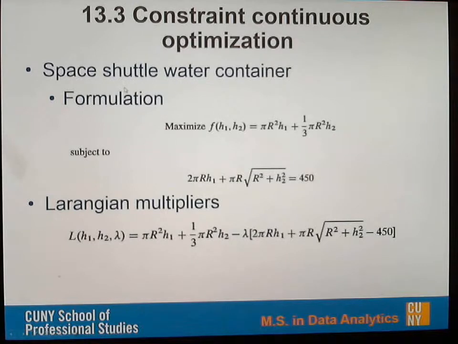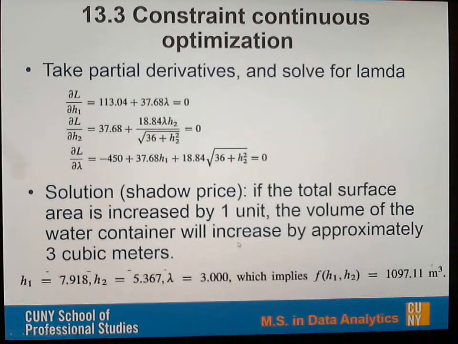This is another example to use Lagrangian method. So very similar here. This is the lambda as a Lagrangian multiplier. Partial derivative, and solve for h1, h2, and lambda. Find the approximate total surface, the volume.